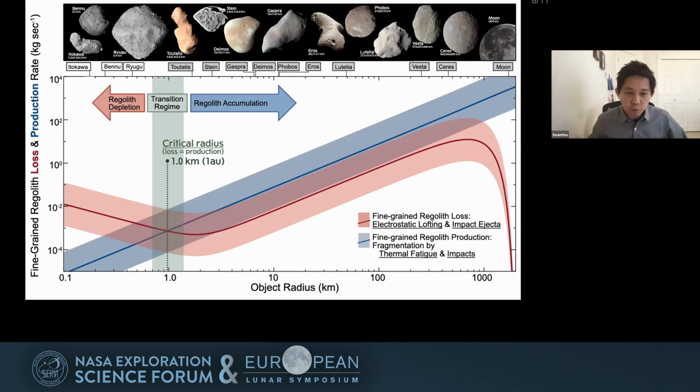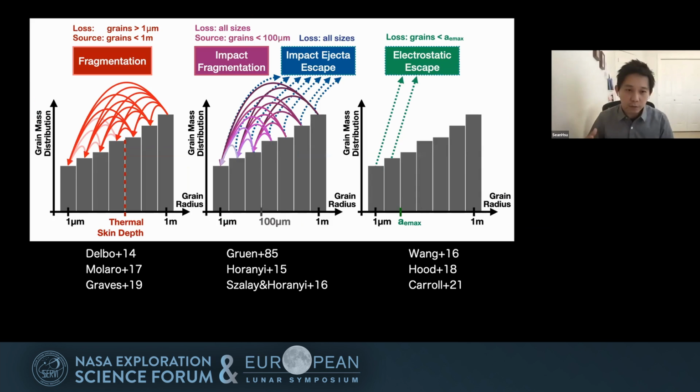And some of you might hopefully remember what we presented last year: because of the small gravity of small bodies, we showed that for asteroids at 1 AU heliocentric distance, those below 1 kilometer in radius don't have enough gravity to retain materials lost by electrostatic lofting. So we predict that smaller bodies will be basically fine-grained material free, and that is consistent with what we see.